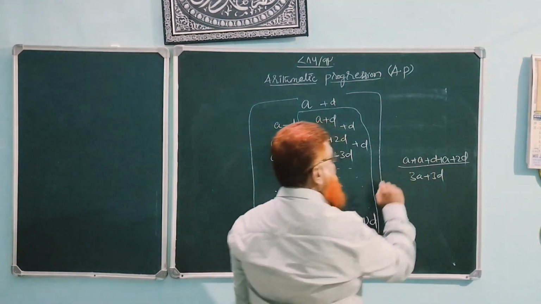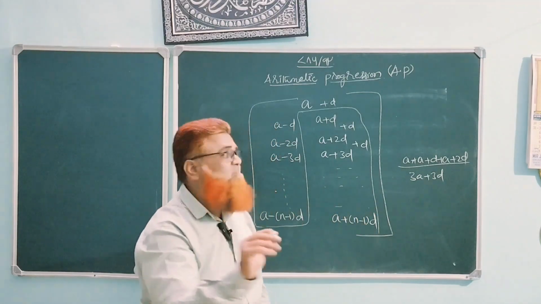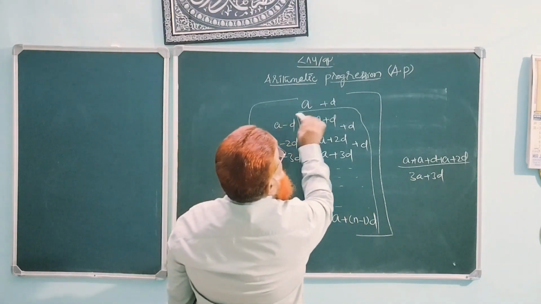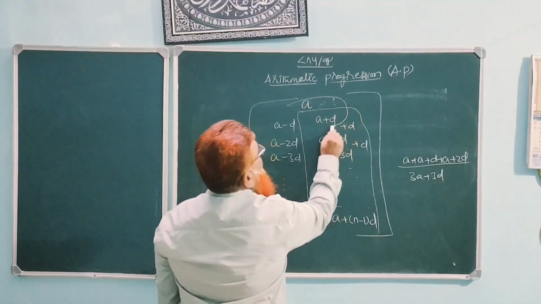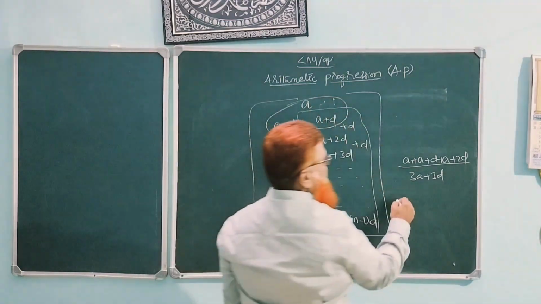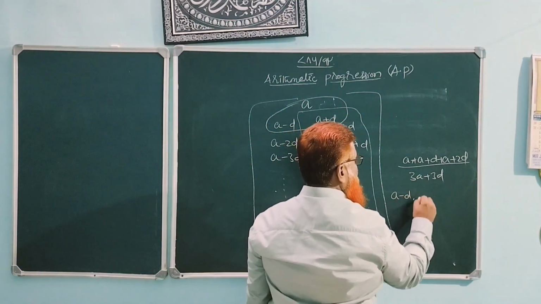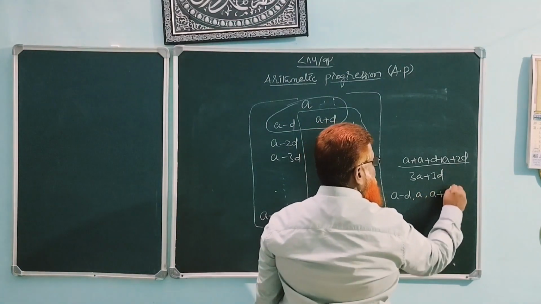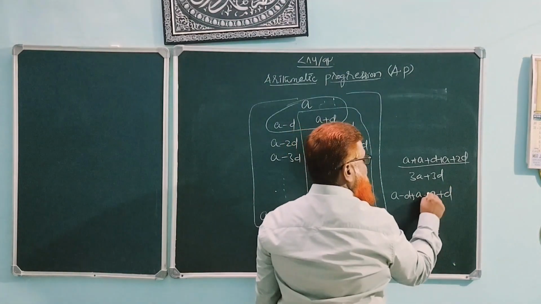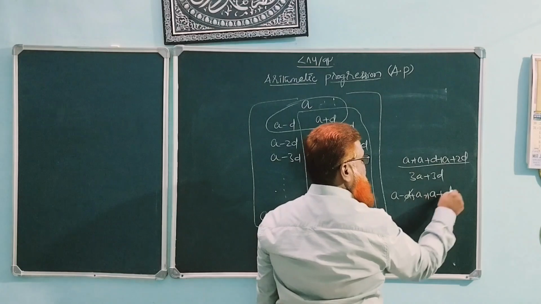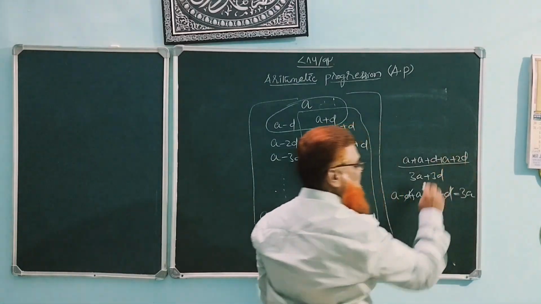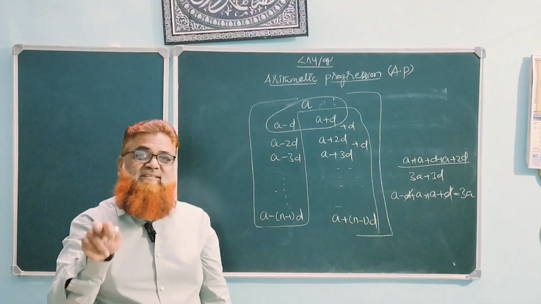Rather, if you take the sum of 3 terms of an AP, you have to take these 3 terms: A minus D, A, A plus D. I start like this: A minus D, comma A, comma A plus D. Then you add these, minus D plus D cancel, which is equal to 3A. The sum of 3 terms of an AP is 3A.